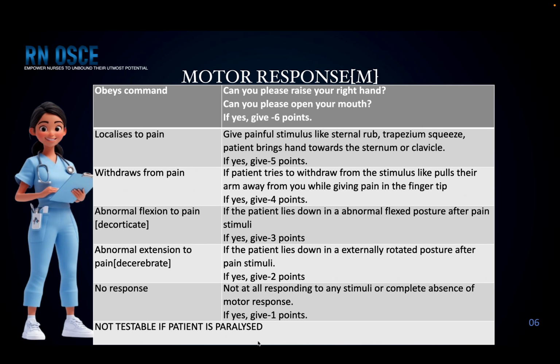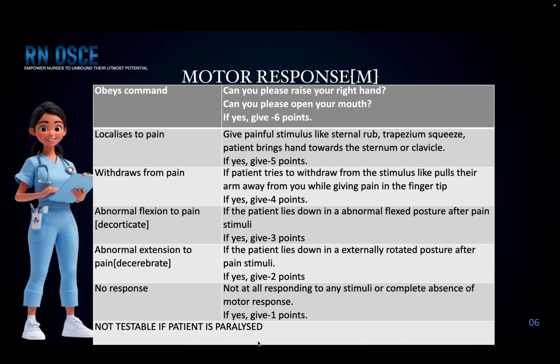Moving further, if not, the patient lies down in an abnormal flexed posture, like flexion and extension, you all know. Flexion means towards your body. Abnormal flexed posture after giving a painful stimuli. The position the patient is maintaining, we call it the decorticate position. If yes, you can give 3 points.